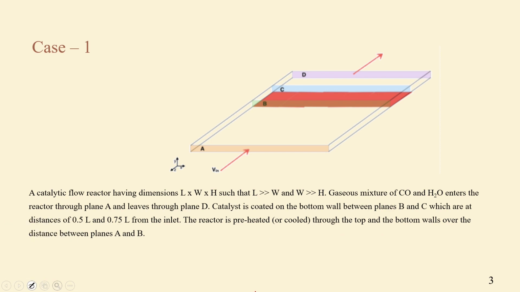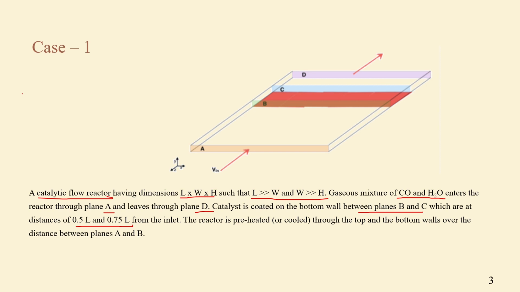First we need to identify what is given in this problem. The first thing is that it is a catalytic flow reactor, and its dimensions are such that length is the greatest of all and H is the lowest of all. And what is the reactant mixture we are sending? We are sending CO and H2O, and it goes in through A and leaves through D. Catalyst is coated on the bottom wall between planes B and C, which are at distances of 0.5 and 0.75 times L from the inlet.